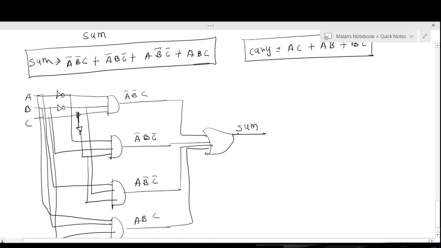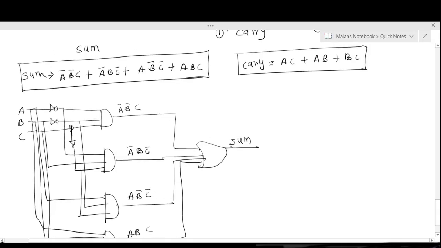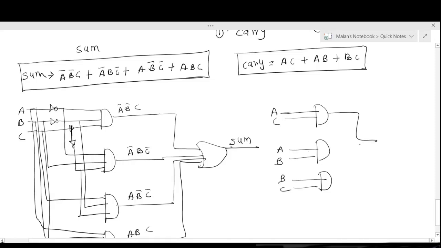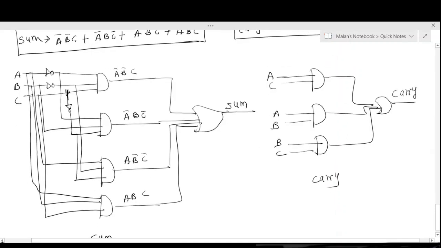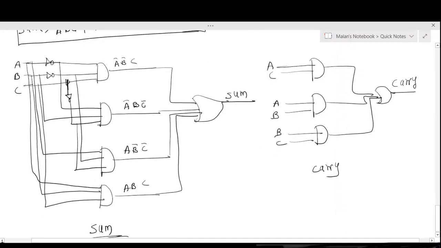Similarly, now we can implement the carry. There are 3 AND gates required. The first inputs are A, C, second A, B, third inputs B, C. Finally, OR them together by using an OR gate. This is the carry. Now this is the logic diagram for the carry and this is the logic diagram for the sum by using the simple basic gates.